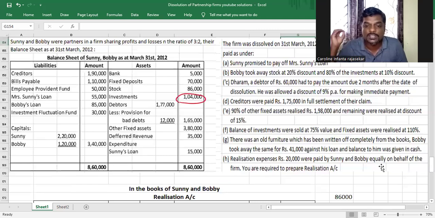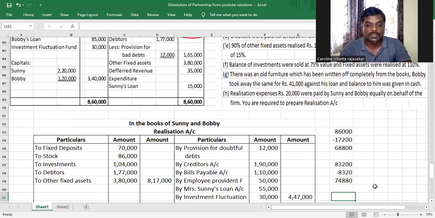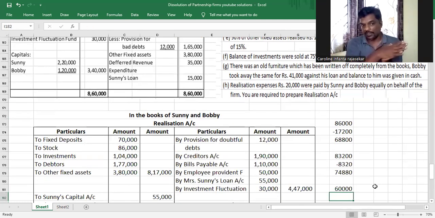He was allowed a discount of 9% per annum for making immediate payment. So he's asking, boss, I'm making immediate payment, 2 months early I'm paying, so give me some discount. So he told, okay, boss, you take 9% per annum discount. Understood or not, my dear children? Now, how to calculate the discount amount? A lot of people get confused here. So what is the total amount of debtors? That is different, 1,77,000. But Dharam is only 60,000. And for this fellow only, we are giving that 9% discount.